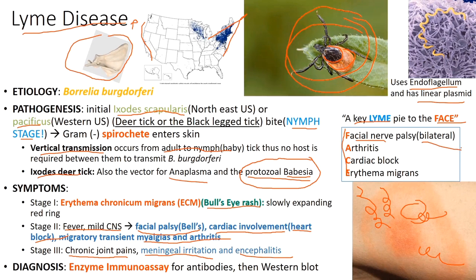I'm not sure about for micro, but as far as boards, this is a good thing to come back and remember, maybe write down in your First Aid. So when you're studying for your fifth term or for your Step, you'll have that in there and you'll know that that is important. It also causes arthritis, which is the A, cardiac block for C, and erythema migrans, which is that stage one.